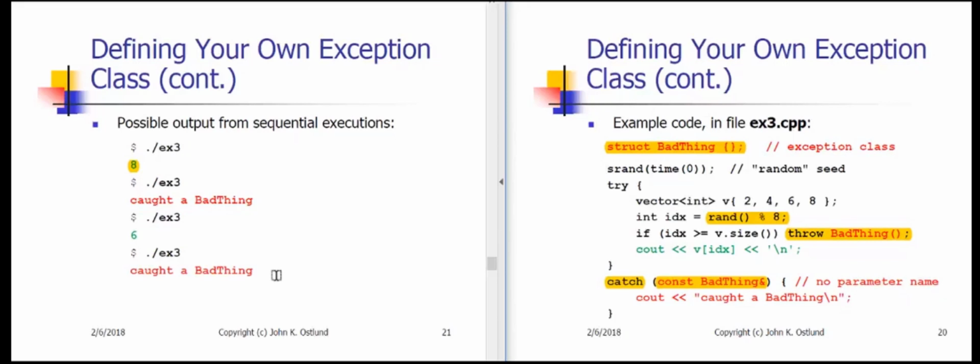Okay, so for simple cases where you simply want to know, did something go wrong or not, you can trivially create an exception class containing no members, and then you can construct and throw one by giving the class name in the parentheses, and in your catch block you can set up to receive a reference to this bad thing, even though the bad thing doesn't contain any data.